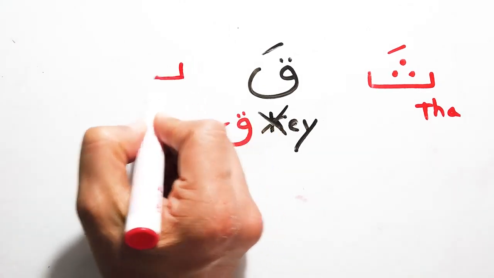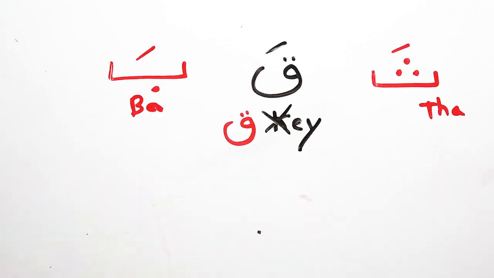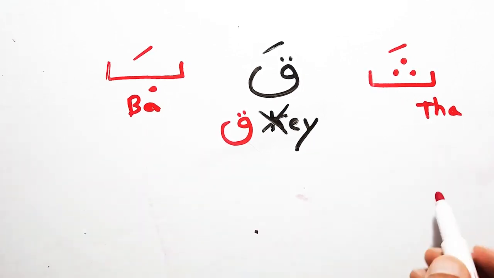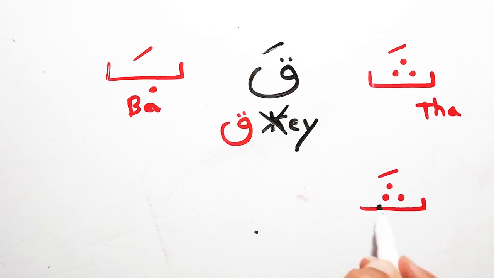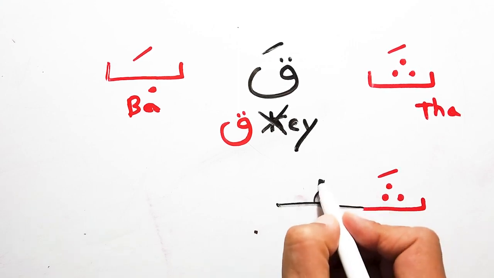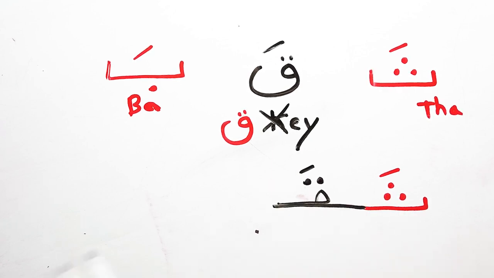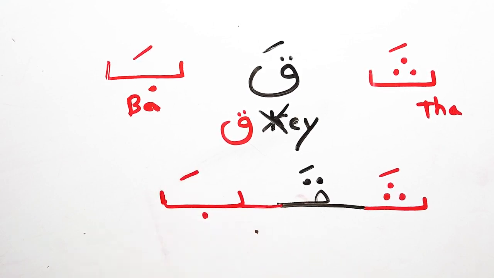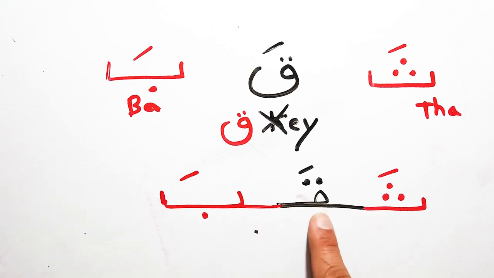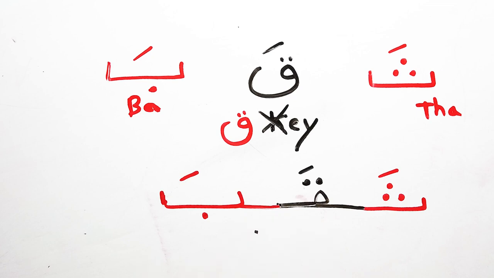Ba. We are familiar now with this letter. Let's connect. The in the beginning of the word. The. Qa. ثقة. ثقة. ب. ث. qa. This is qa in the middle of the word. ثقب. ثقب.